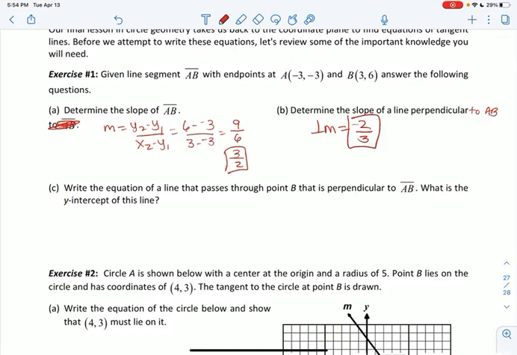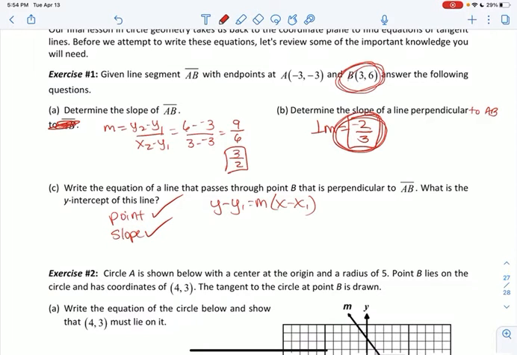Now I want to write an equation of a line that passes through point B and that's perpendicular to AB. I need 2 things to write the equation of a line: I need a point and a slope. The point I have is point B, 3, 6. The slope I have is my perpendicular slope, negative 2/3. So I have a point and a slope. So here we go. Y minus 6 equals negative 2/3 times x minus 3. Okay, so that's the first part.